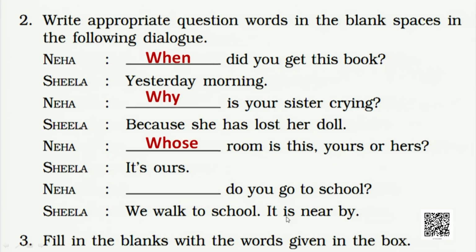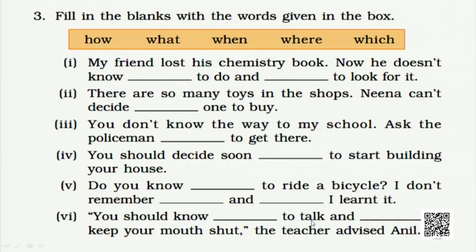So we walk to school, it is nearby, so it is the means, and when we have to get the answer to means, what is the question? How do you go to school? We walk to school, it is nearby. Okay, let's go on to the next part of the exercise. Third one is fill in the blanks with the words given in the box. So there are some words given in the box: how, what, when, where and which. So let's see the sentences and fill in the blanks.